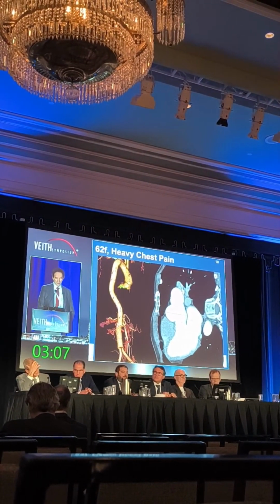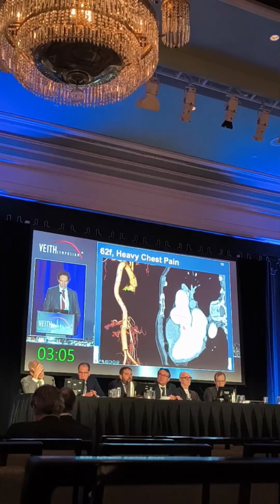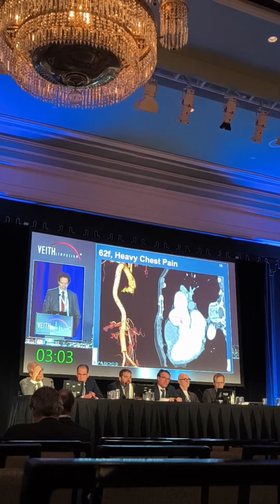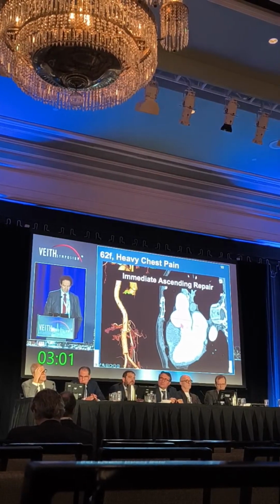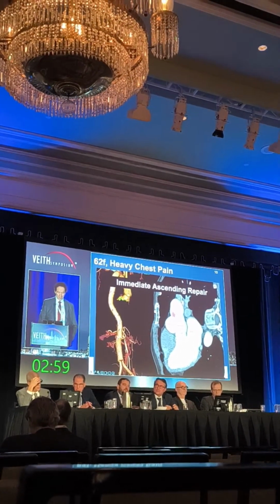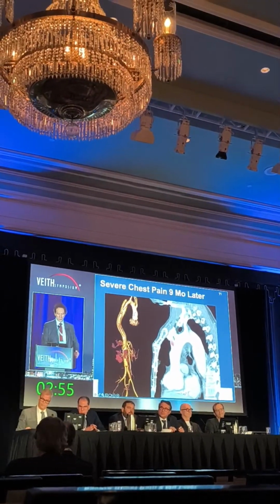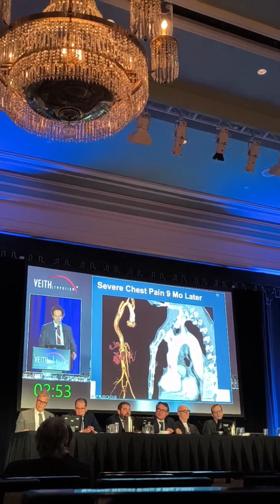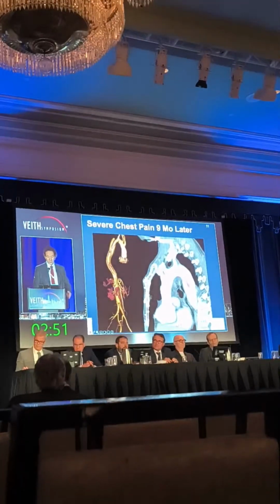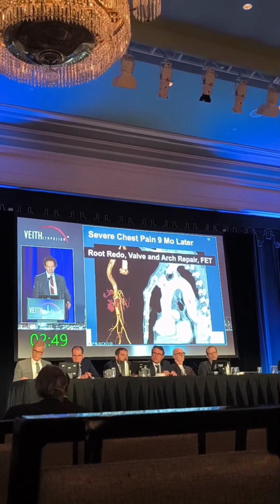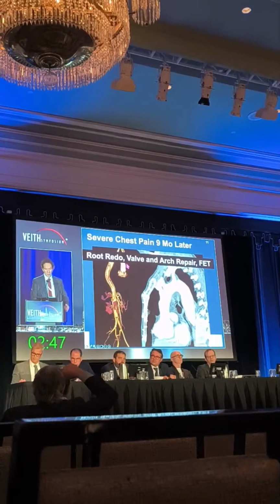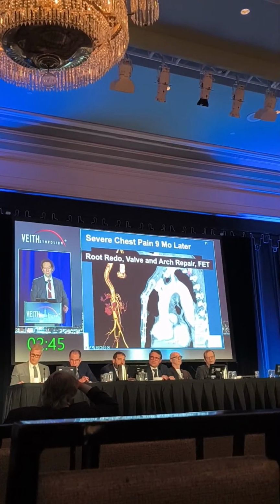Here's an interesting example with a patient who presented with this aneurysm close to the valve that got immediate ascending repair. Shortly thereafter, she presented again with severe chest pain, and she needed a redo of the valve. And you see the dissection now as a new onset of dissection. Again, redo valve, arch repair, and frozen elephant trunk.